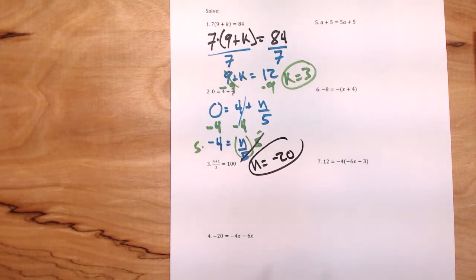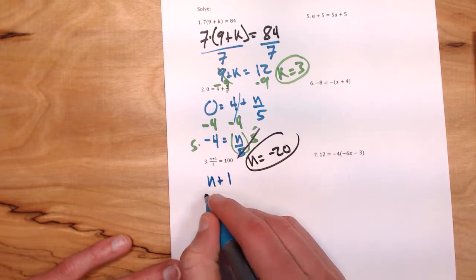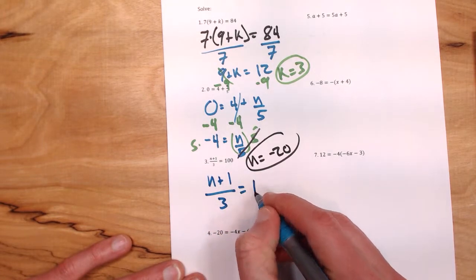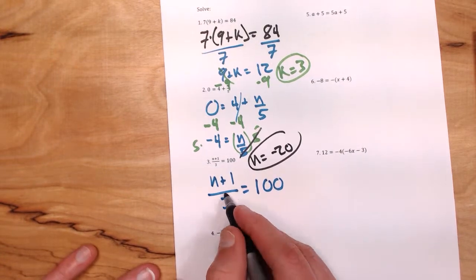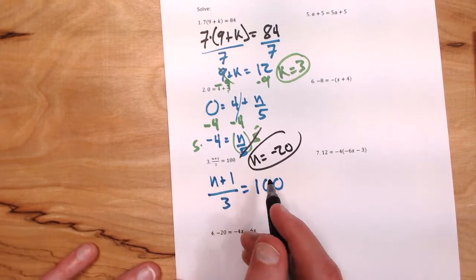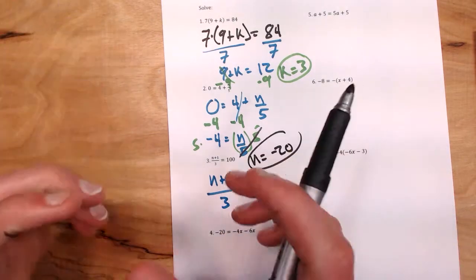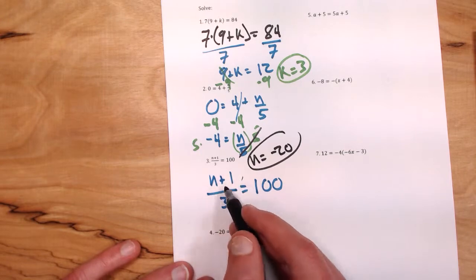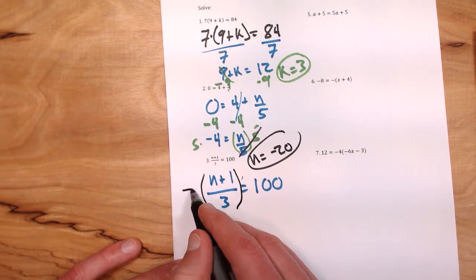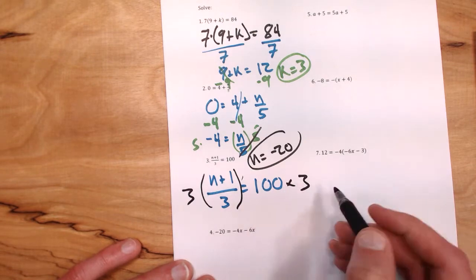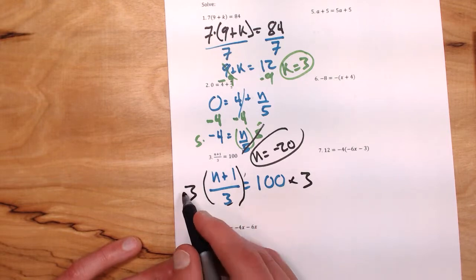All right, number 3. So this says n plus 1 over 3 is equal to 100. So I would like to deal with this 3 first and then the plus later. I know I say normally do addition first, but in this case we're working from the outside in, and we can't actually touch this until we deal with the 3. So to remove the 3, we're going to multiply both sides by 3, because right now the 3 is dividing, so the opposite of division is multiplication.